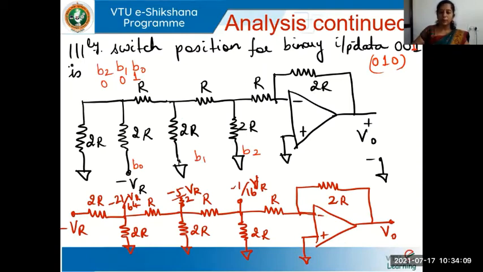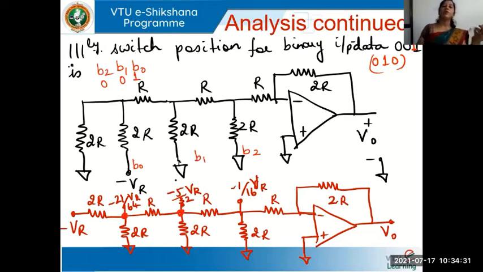B1 is connected to ground, whereas B0 is connected to the reference voltage minus VR. Okay. So you will observe this as the equivalent circuit. And if I try to simplify this equivalent circuit, I have to go on doing it by finding the voltages at each of these nodes.